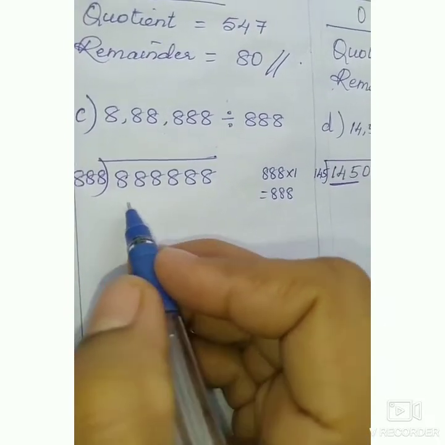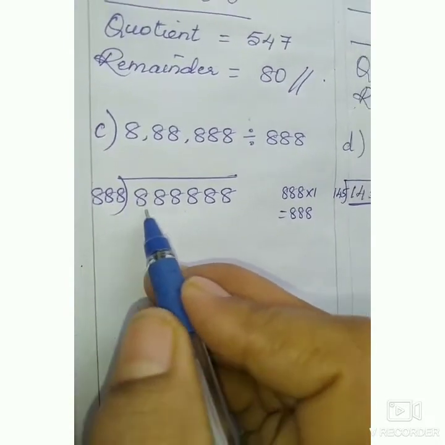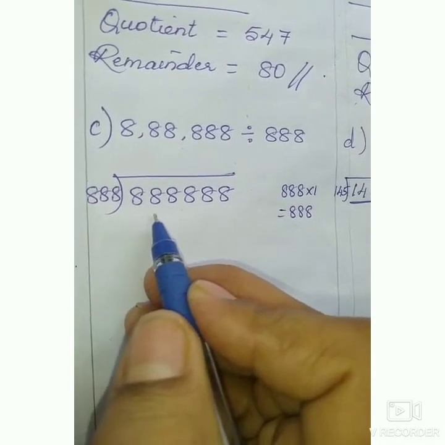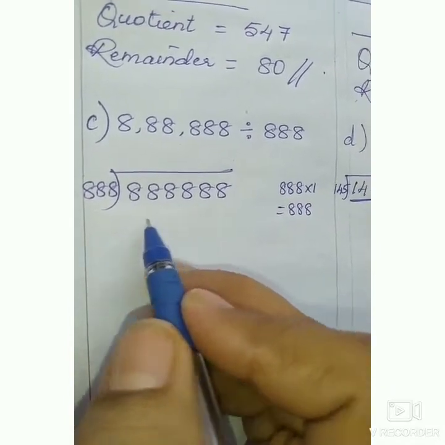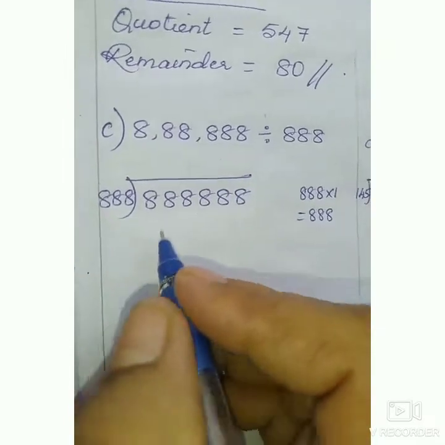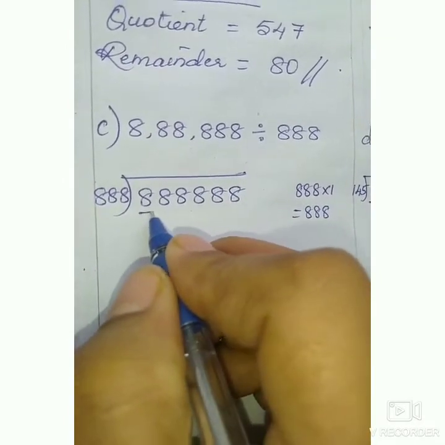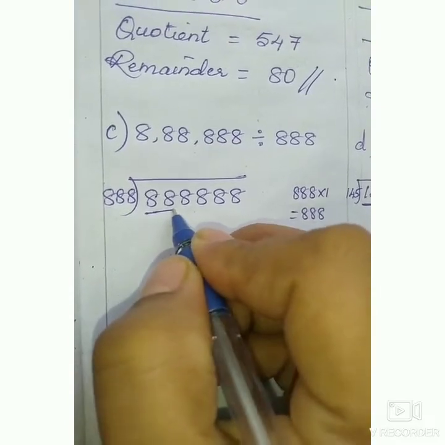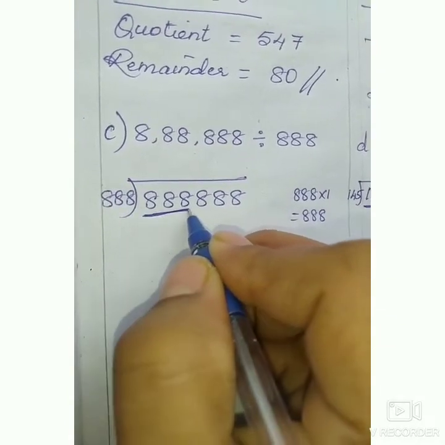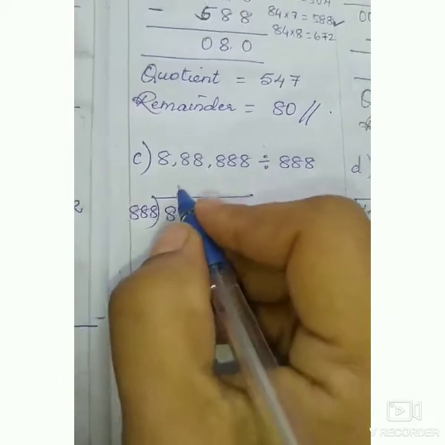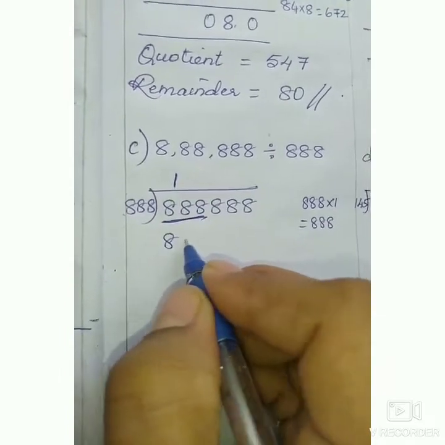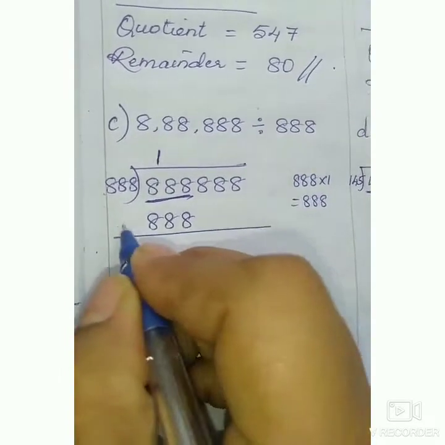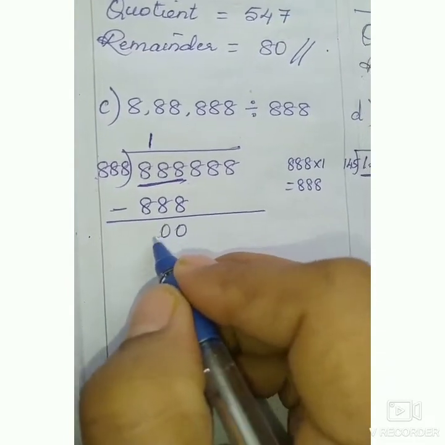Next sum is the easiest one, that is 8,88,888 divided by 888. So here if you consider 1 digit, you will not get in the table. If you consider 2 digit, no. So the table starts from 888. So 888 ones are 888. Now if you subtract 0, 0, 0.